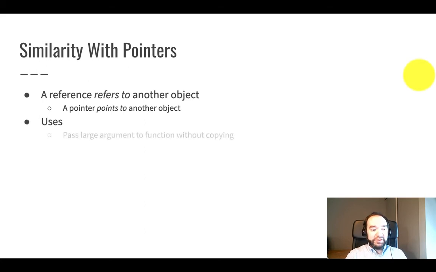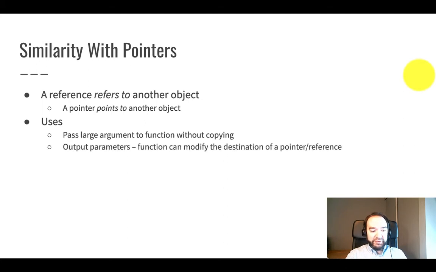There are some common uses for them. A big one is to pass a large argument to a function without copying. For example, if you pass a large vector or a large string to a function, we don't want to use pass by value because that would copy that data structure in as an argument. Instead, we pass those things by reference or by pointer to be more efficient.